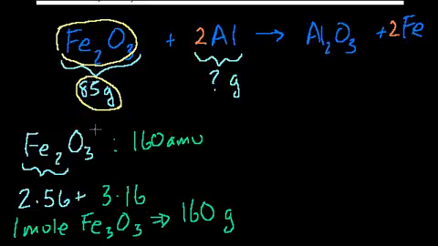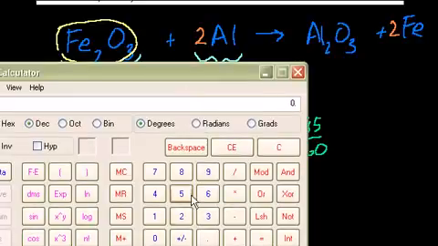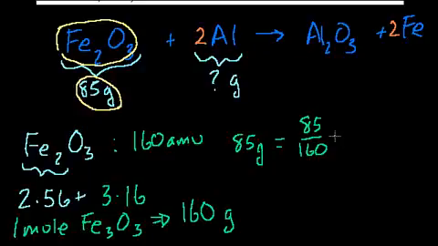How many moles is that? Well, 85 grams of iron 3 oxide is equal to 85 over 160 moles. So that's equal to 85 divided by 160 equals 0.53125, which is about 0.53 moles. So everything we've done so far in this green and light blue, we figured out how many moles 85 grams of iron 3 oxide is.